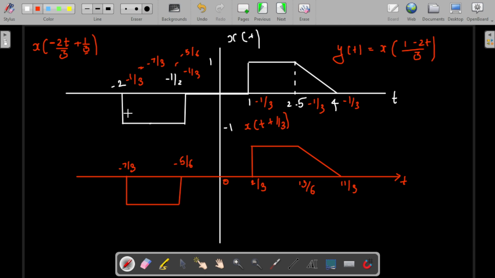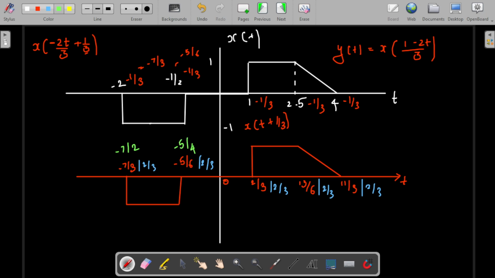Okay, now we have to scale this by 2 by 3. We have to divide the entire x-axis value by 2 by 3. Everywhere we have to divide by 2 by 3. So if we divide by 2 by 3, what will the resulting values be? Let me write it in green color. This will become minus 7 by 2 because the 3 will get cancelled, and this value will be minus 5 by 4.